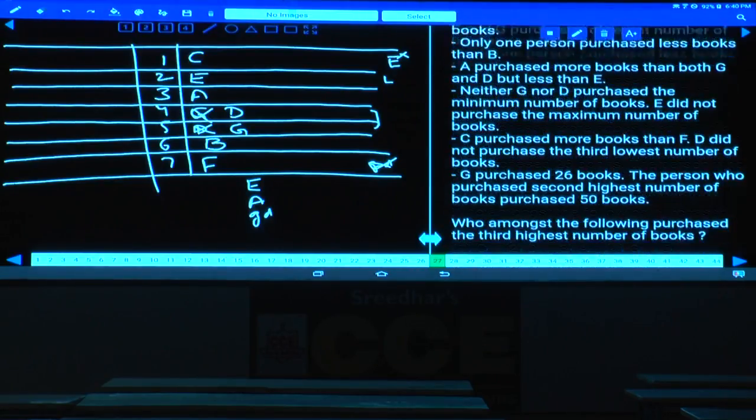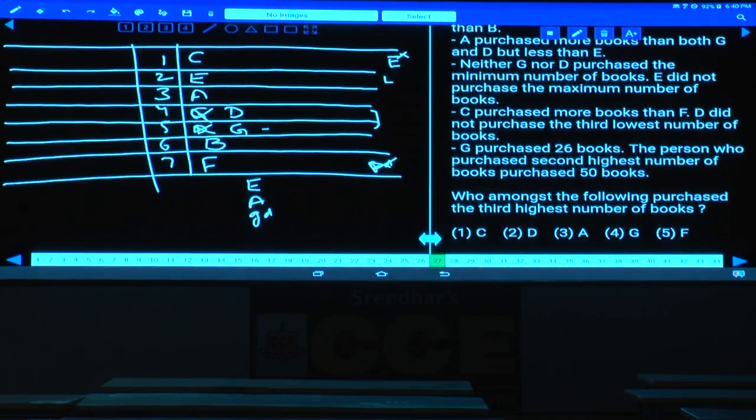Out of which, G purchased 26 books, so G is 26, and the person who purchased the second highest number of books is 50. Now this is 50. Now we need to identify the remaining. Done with this? Now this is about questions 27 to 31.